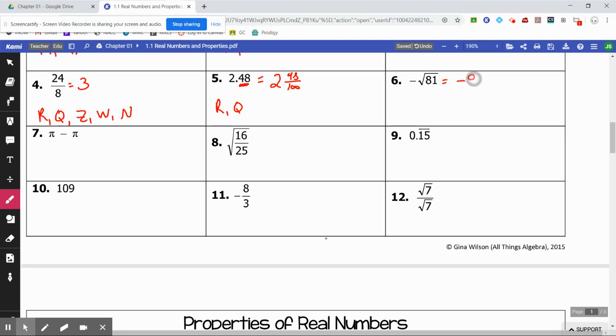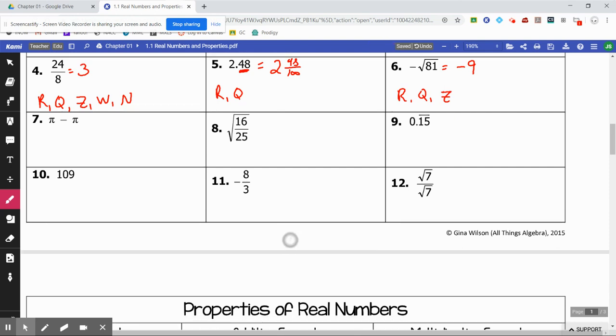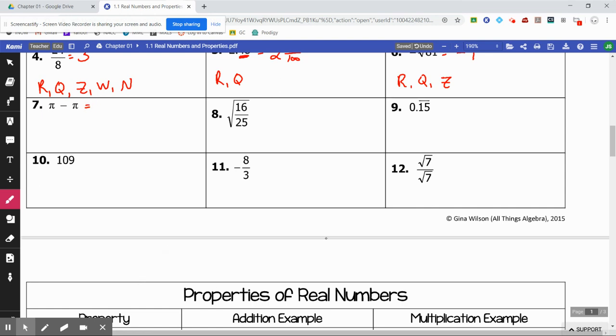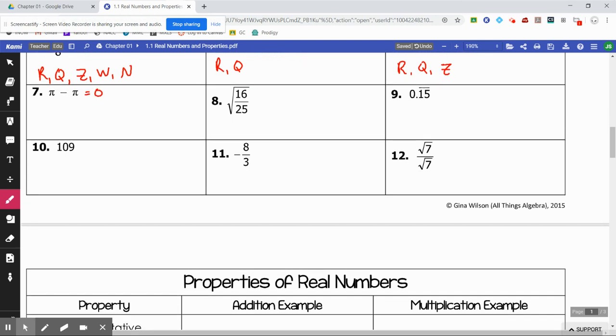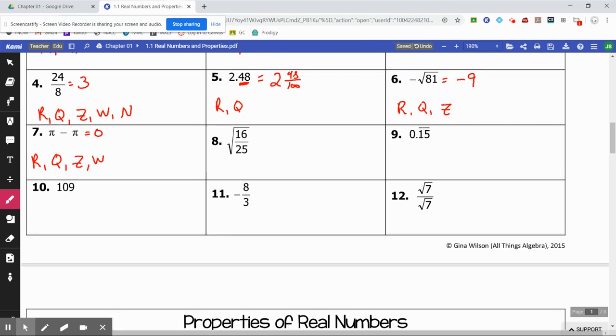-√81 is the same thing as -9. So therefore you have real and rational. That is an integer, but it is not a whole number or a natural number. Pi minus pi, anything minus itself is 0. So therefore that's a real number and it is a rational number because it can be written as a quotient. It is an integer. It is a whole number because whole numbers start with 0. However, it's not a natural number because natural numbers start at 1.